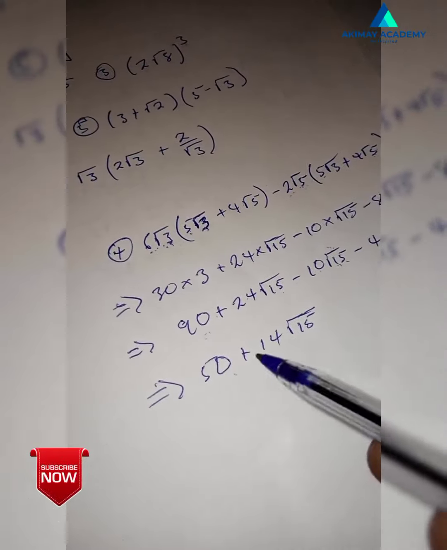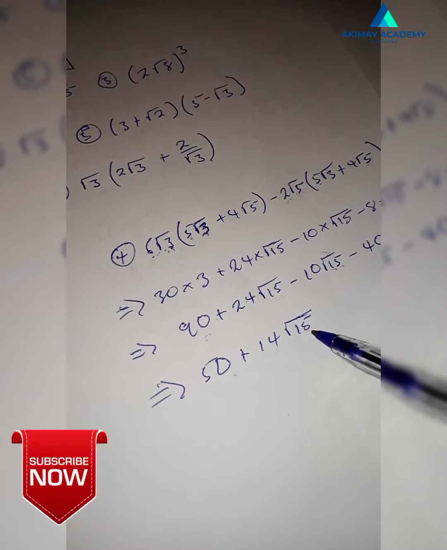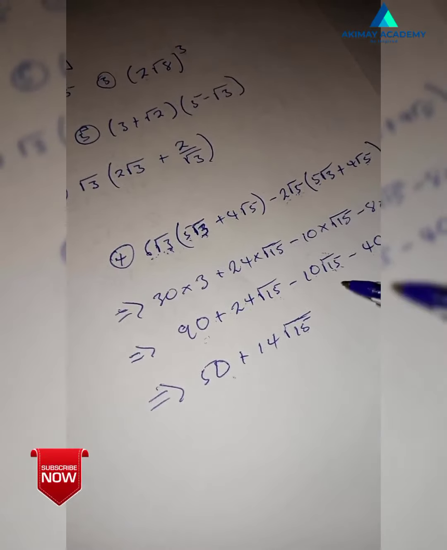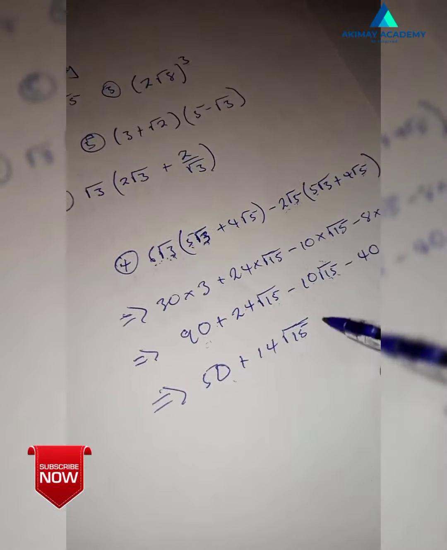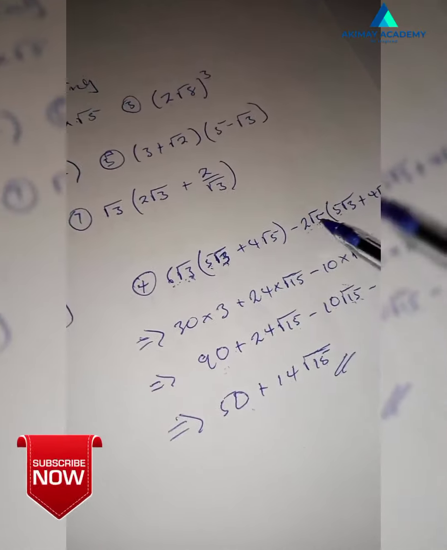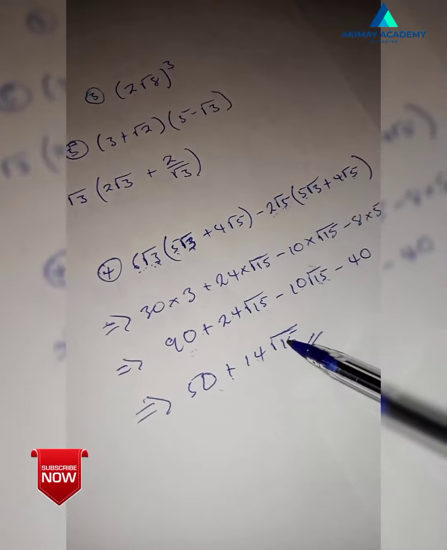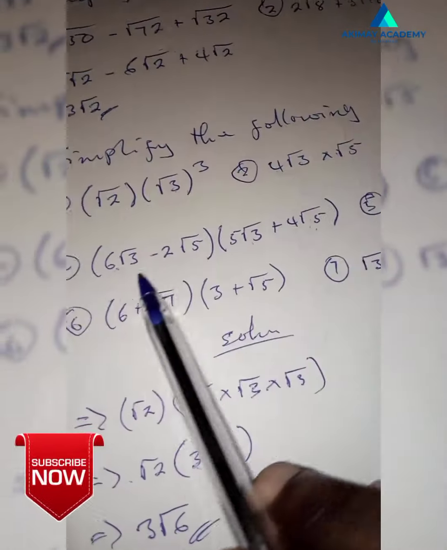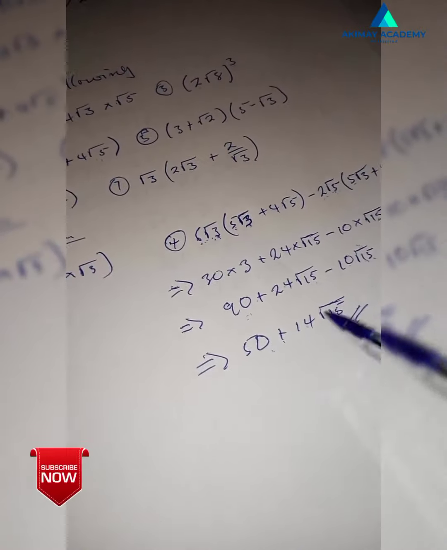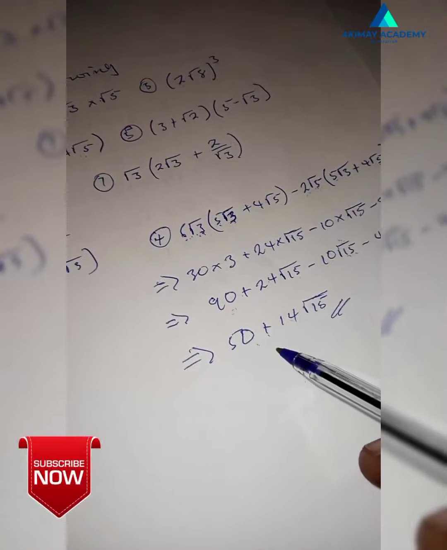Now, at this point you can see that this 15 is an imperfect square number. We cannot reduce it, though it's a little bit huge. So we will leave this as our answer. From this expansion, we have 50 plus 14 root 15 to be our answer. Because at this point, there's nothing you can do again.